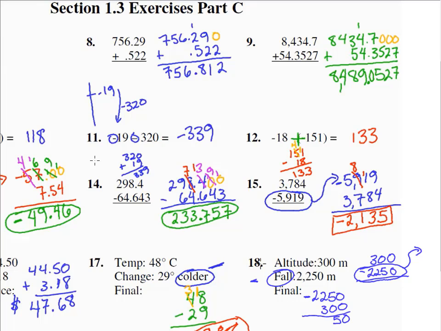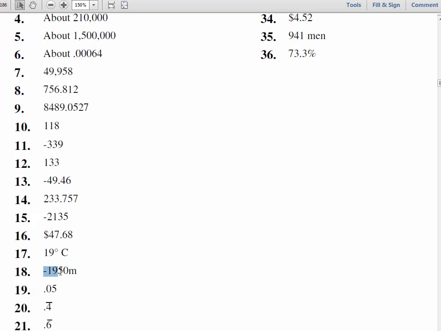2 minus 3, we can't do that, so let's do a little borrowing thing. 1, 12. 12 minus 3, now we can do that one. 12 minus 3 is 9, and 1 minus 0 is 1. Negative guy wins, so we are negative 1,950, and we are in meters, so negative 1950. So that guy's below sea level, 1,950 meters. Let's double check our answer, and negative 1,950 meters is correct. Great.